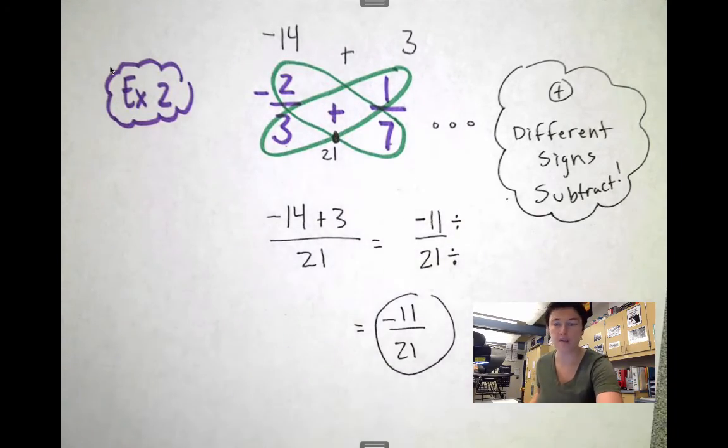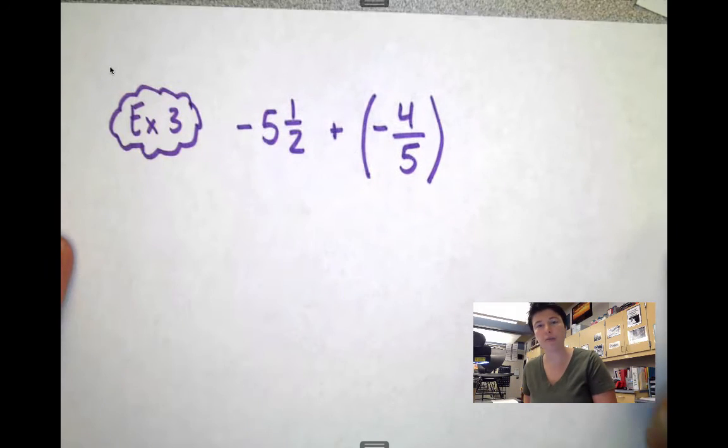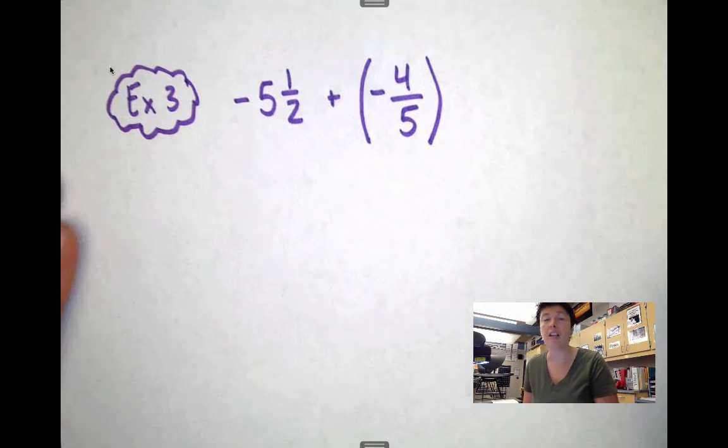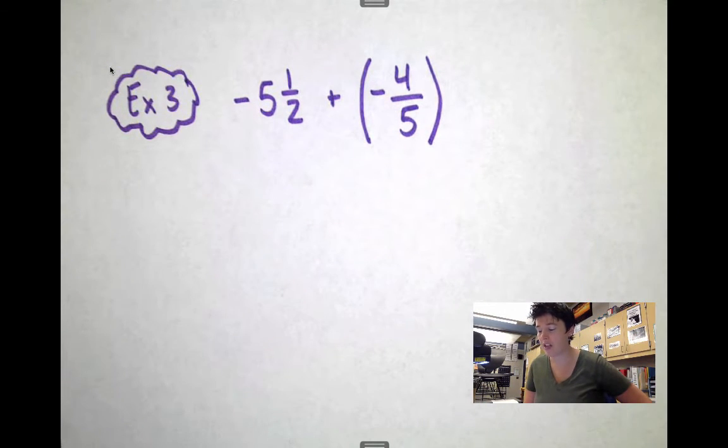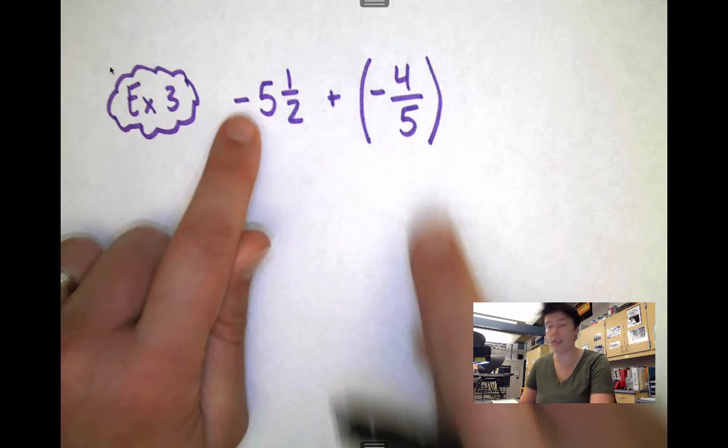Okay, so let's look at another one. Example 3. Here's a different problem than all the rest. Negative 5 1/2 plus negative 4/5. I'm seeing two negative numbers.